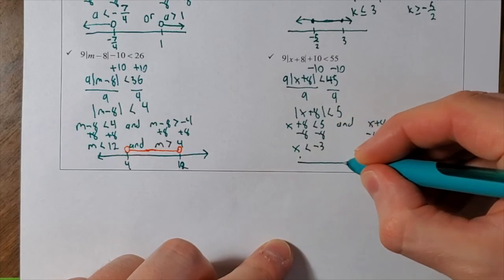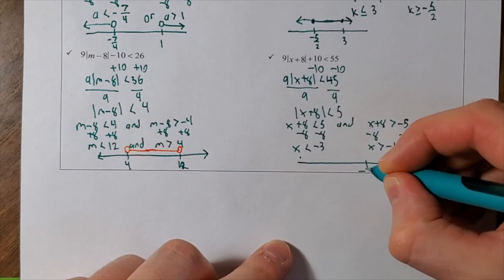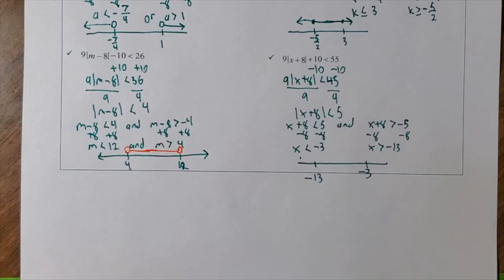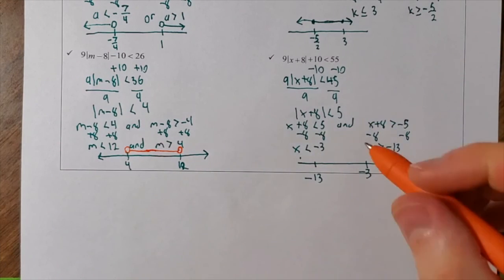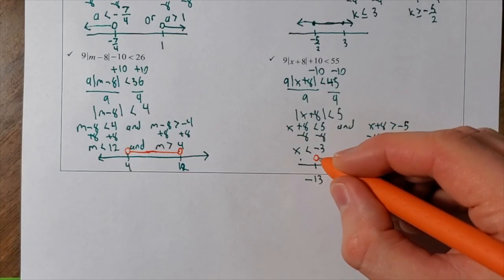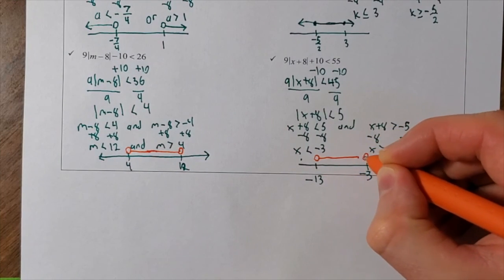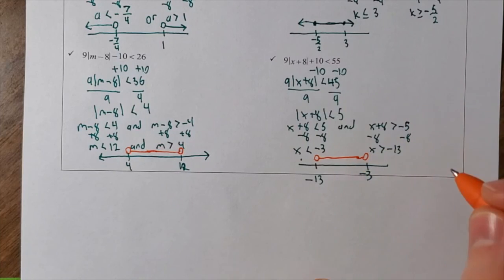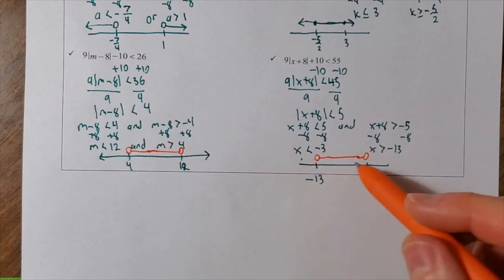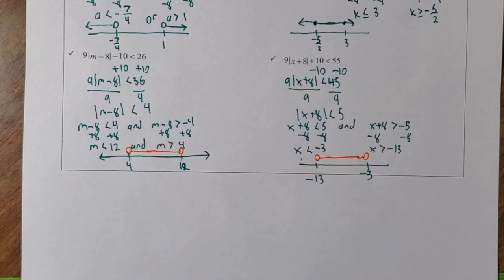So let's make our number line. We'll have negative 3, negative 13, which we want an x that is greater than but not including negative 13, and less than but not including negative 3. So again, we're shading in between for our and values here, giving us this range of negative 13 to negative 3 for our final graph.